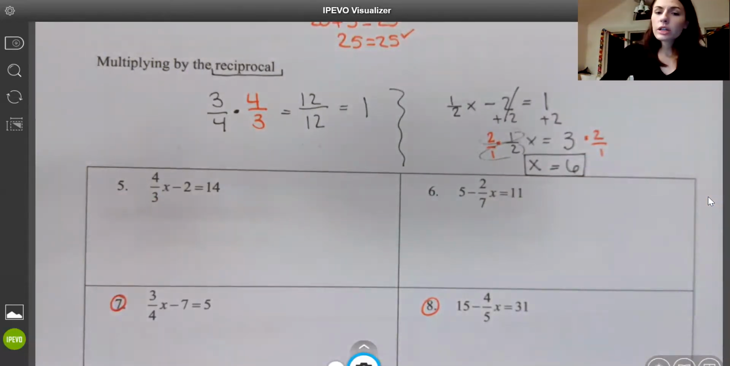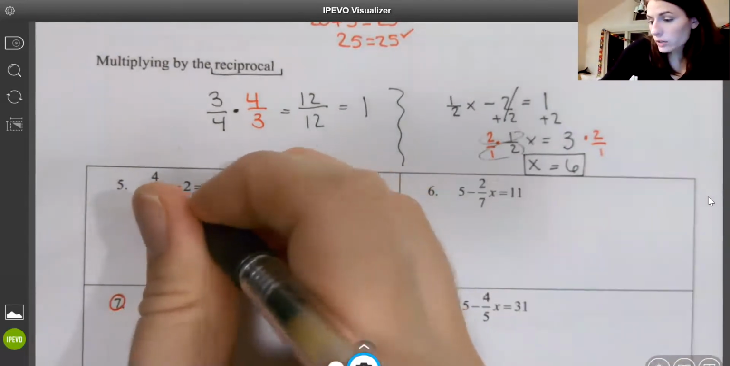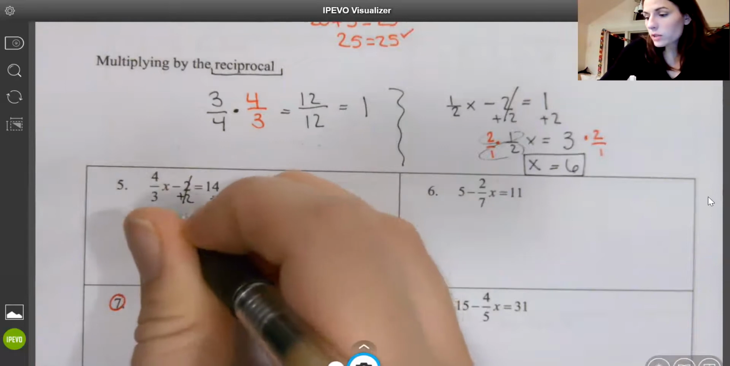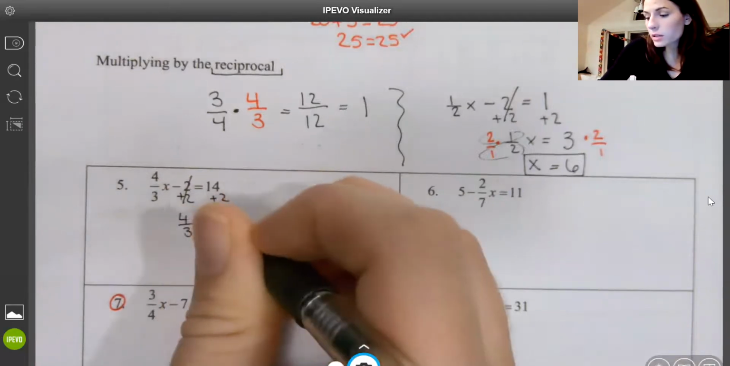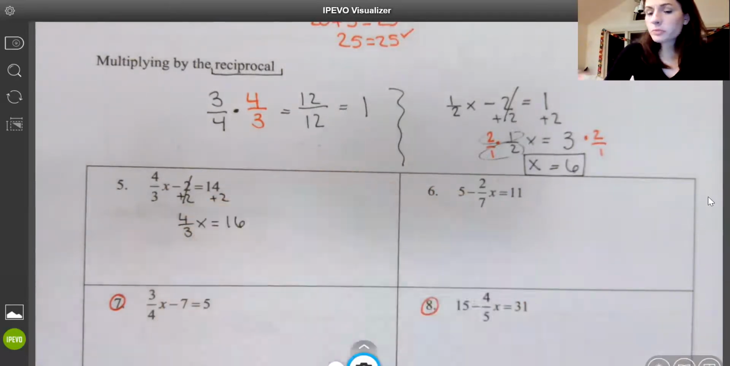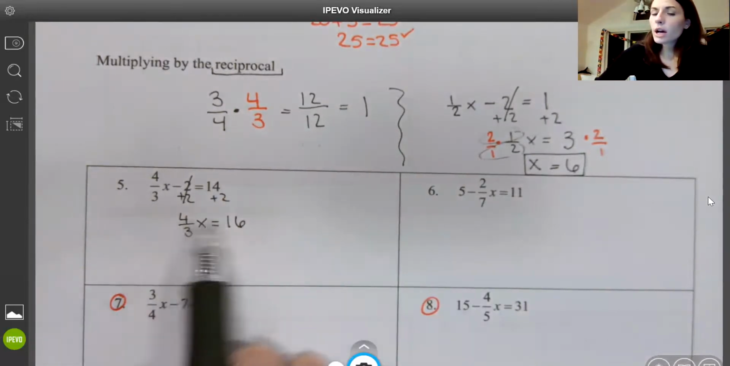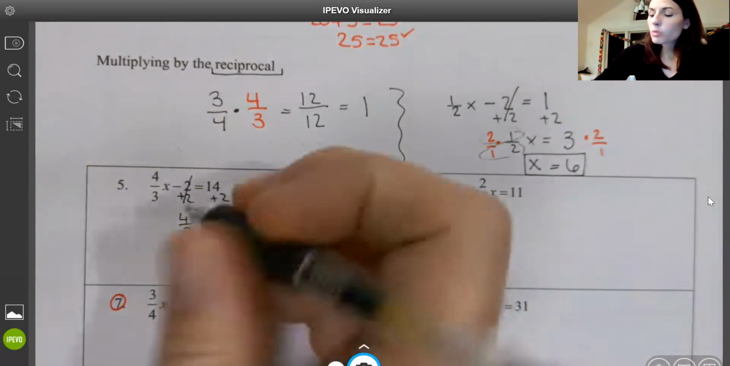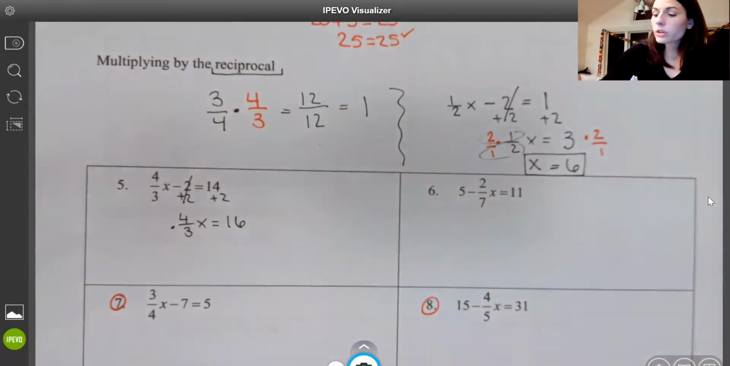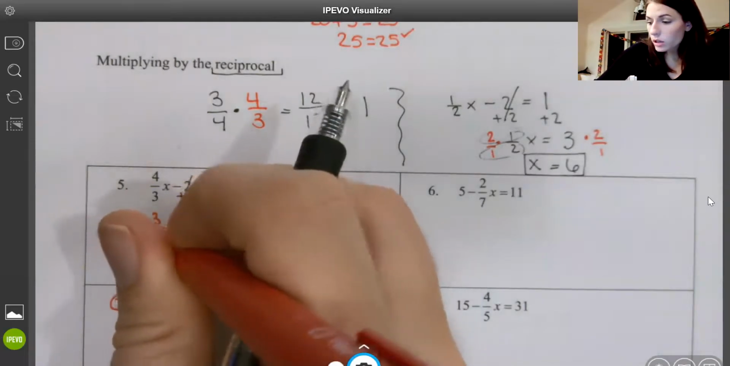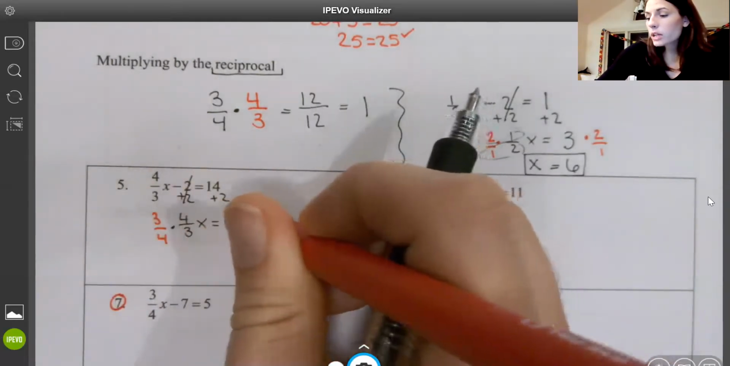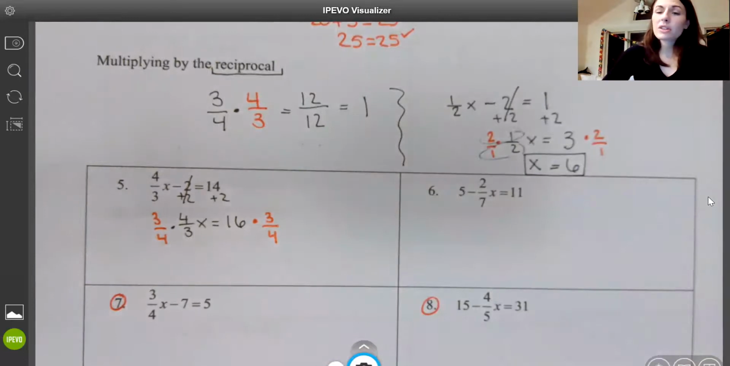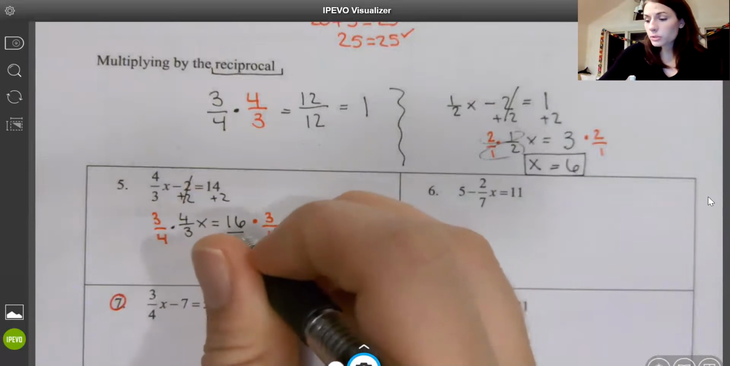Okay, so we're going to look at a few examples here. On 5, first we need to add 2. Okay, we still need to deal with that addition and subtraction stuff first. So I have 4/3 x equals 16. And then to undo this fraction, I'm going to multiply by the reciprocal of 4/3, which would be 3/4. And whatever I do to one side, I need to do to the other. And that's where sometimes it gets a little tricky. We have to be really solid on multiplying by a fraction.